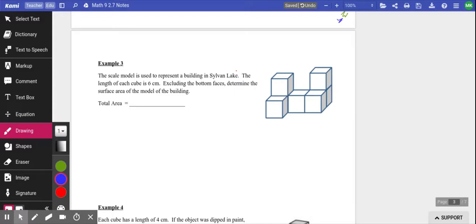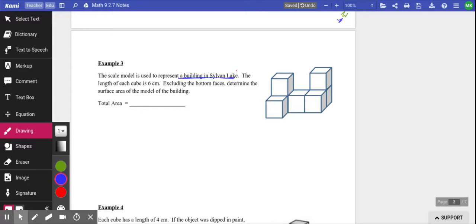The reason why we wouldn't include the bottom of this shape is because of the context of the question. They told you that you had a building in Sylvan Lake. And if you were talking about the surface area of a building, you wouldn't be talking about where it's touching the ground, right? It would be overlapping with the ground. So you wouldn't count that side. You would only be doing the sides you can see, like the outside walls and the roof. That would count as surface area.